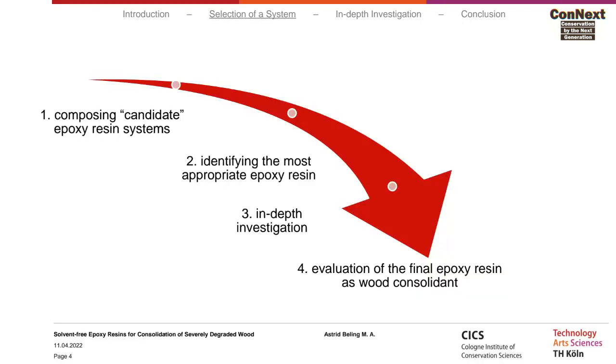In my further presentation, I will focus on four major topics. First of all, I will introduce you to the composed and tested candidate epoxy resin systems. Secondly, on the basis of test series on different conservation relevant criteria, I will identify the most appropriate epoxy resins. And thirdly, I will present you the selected results of the in-depth investigation of the selected epoxy resin. And finally, I will close with an evaluation.